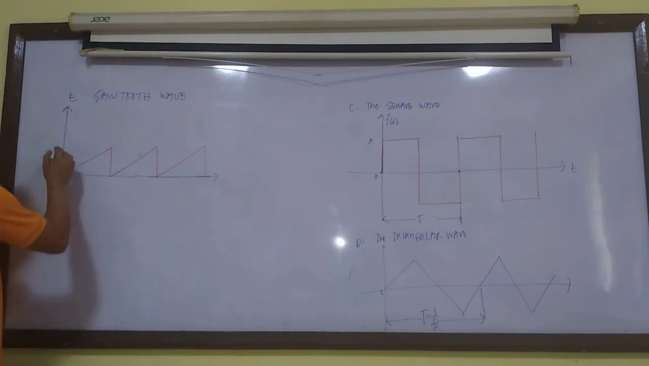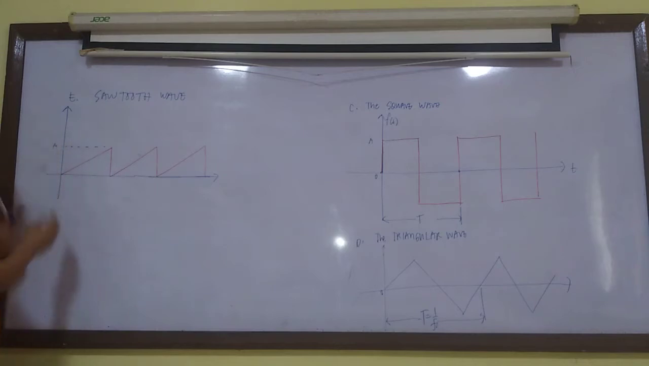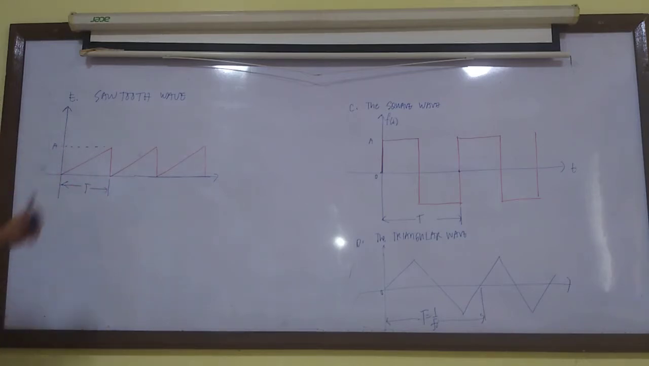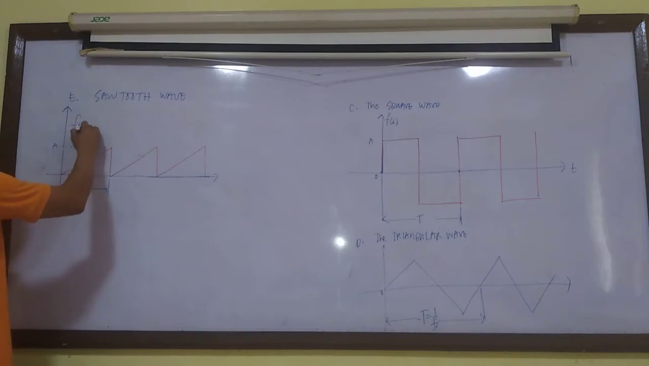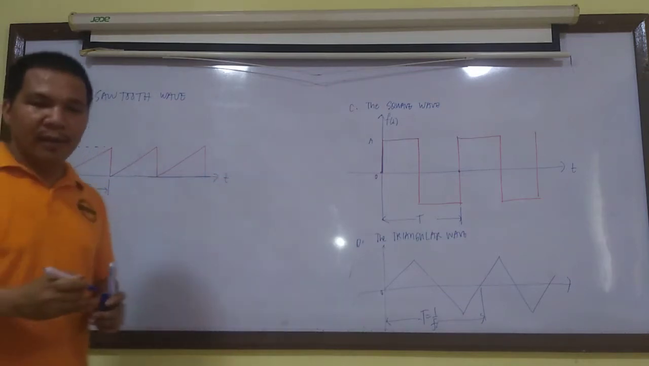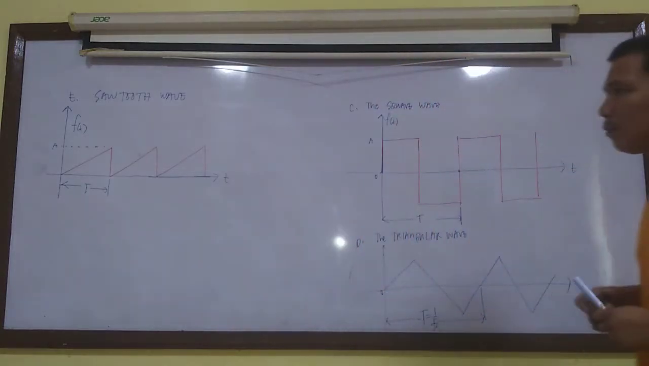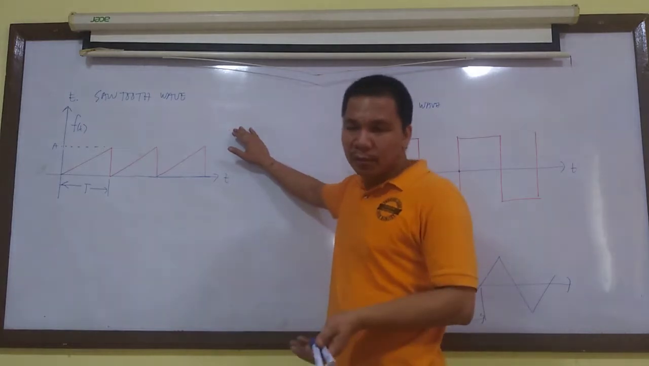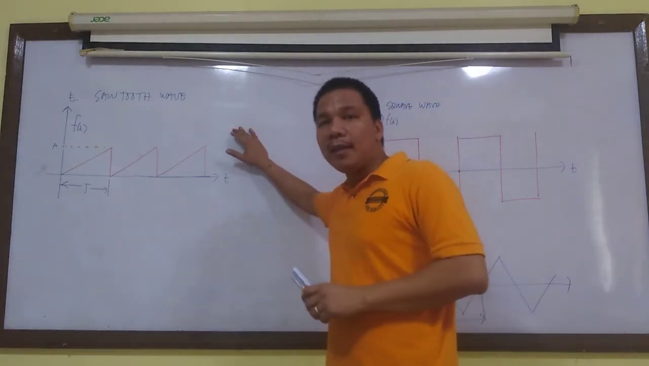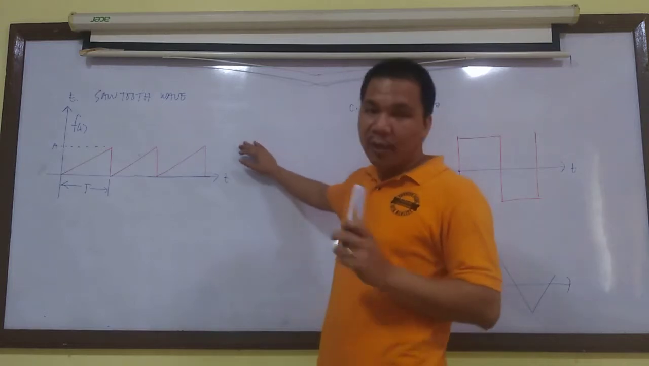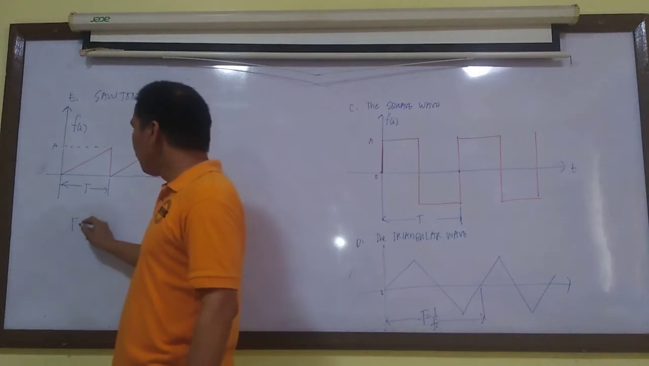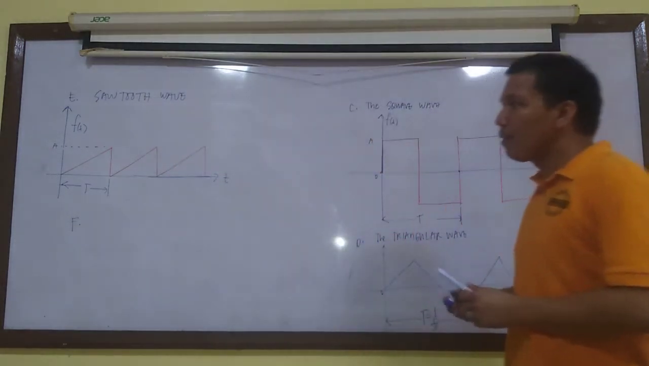So meaning to say, this will be your maximum or peak or the amplitude, and this will be your period. So this is your period T, and that will be your amplitude. So this is your function of t, and this will be your time. That is your sawtooth wave. The sawtooth wave is also used in creating a type of waveform that is pulse width modulation wave. So later on you will encounter this in your higher electronics subjects.